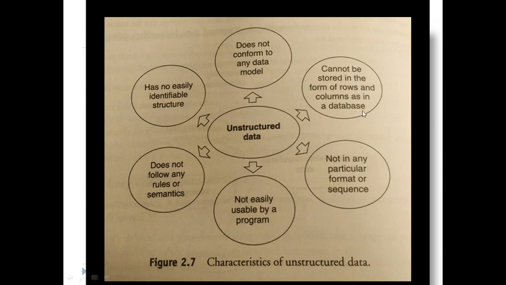So that is one direct, stark difference between the two. The first one conforms to a data model, the other does not. One is stored in rows and columns, the other is not. The third point is that unstructured data does not exist in any format or sequence. There is no format or sequence for unstructured data, whereas for structured data we had particular meanings and categorization of how it would be stored. But for unstructured data, we don't have any sort of format or sequence.